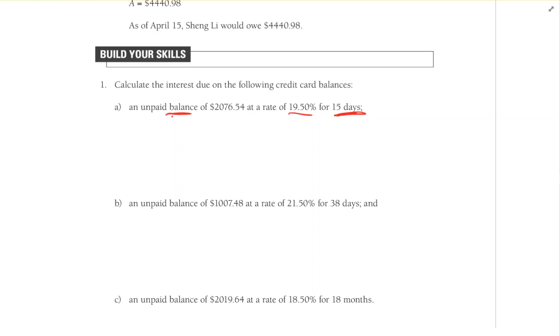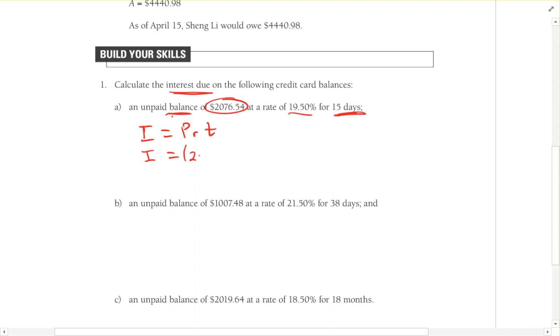So really what we're doing for these is just using our simple interest formula. That's just I is equal to PRT. So we want to know what the interest due is going to be. That's our I, and it's going to be equal to our principal, 2,076.54. Our interest rate is the same thing, but remember we need to write that as a decimal, so divide by 100. That's going to be 0.195. And then times, and this is the only one we need to figure out.